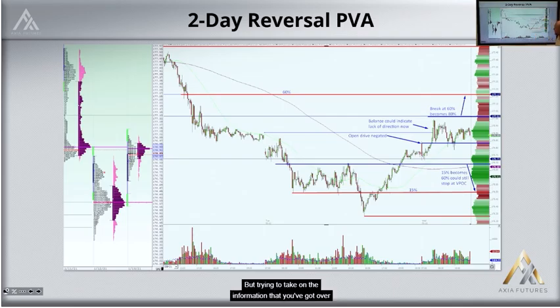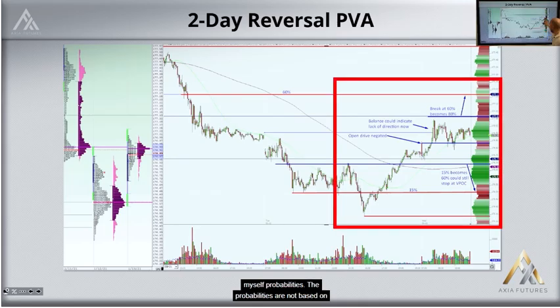But trying to take on the information that you've got over these couple of days, building this together and saying to yourself, okay, based on what I've seen, I can now start giving myself probabilities. The probabilities are not based on empirical research and you working things out. They're more, for want of a better word, a numerical indication of conviction. What do you think the chance of this happening is?